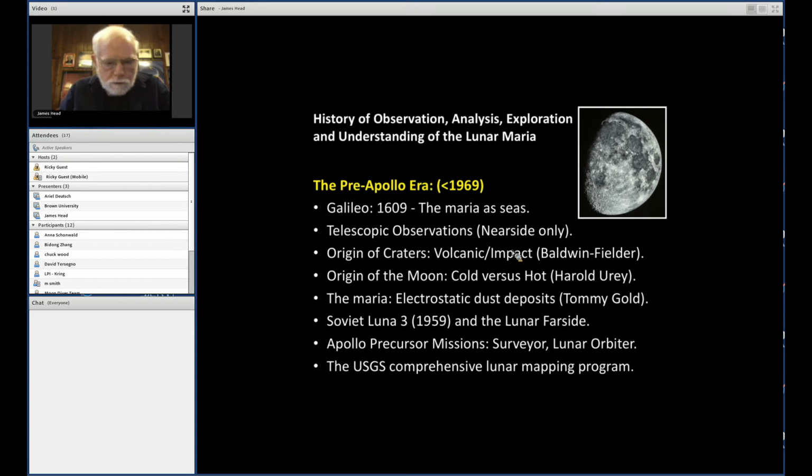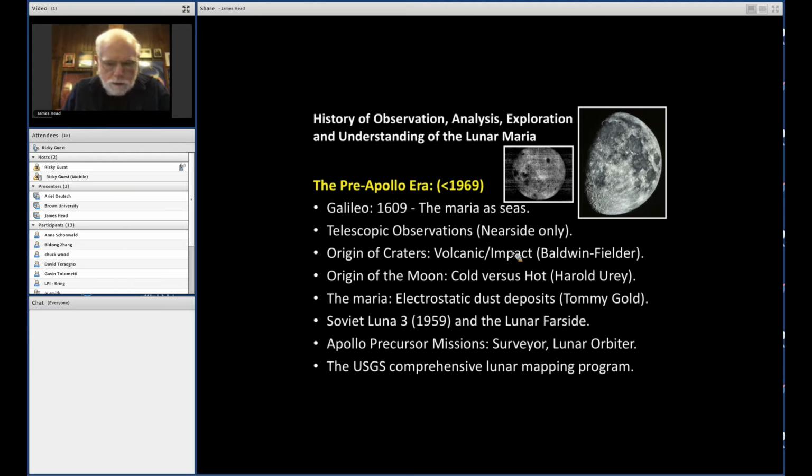Then in 1959, the Soviet Luna 3 got images of the far side and showed indeed that the near side and the far side were quite different from one another, particularly in terms of the distribution of the Maria. And then, of course, there were 21 Apollo precursor missions, Surveyor, Lunar Orbiter, and Ranger, and these provided really important information on the characteristics of the Moon as we worked our way up to Apollo.